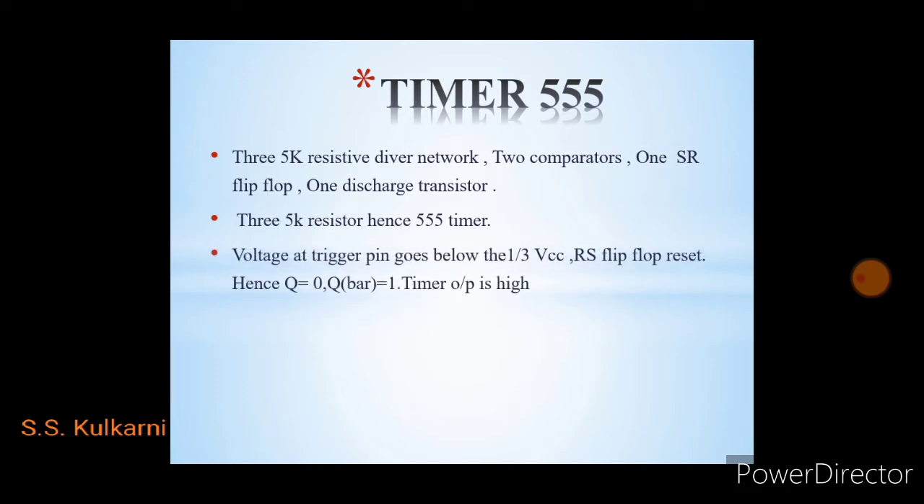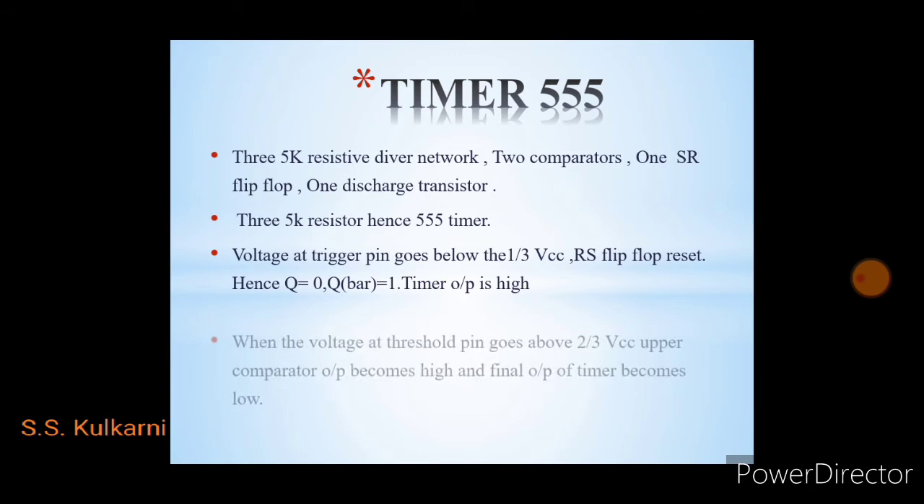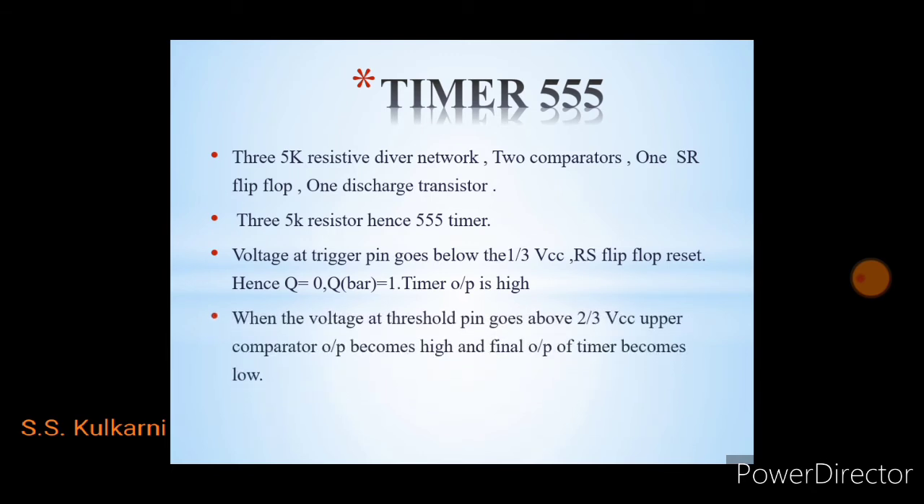As the voltage at the trigger pin goes below 1/3 VCC, the RS flip-flop resets and hence Q is equal to 1 and Q bar is equal to 1. That is, the timer output is high. Similarly, when the voltage at the threshold pin goes above 2/3 VCC, the upper comparator output becomes high and the final output becomes low. The 555 timer can be used as a multivibrator.